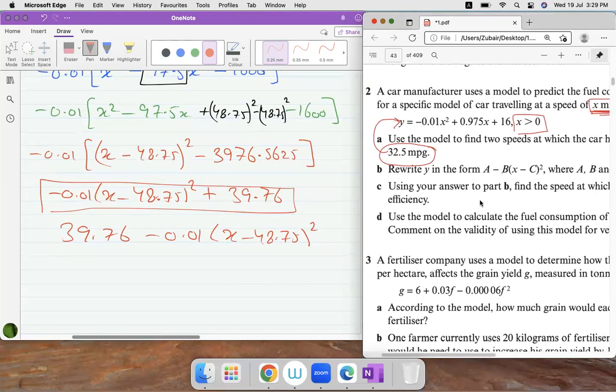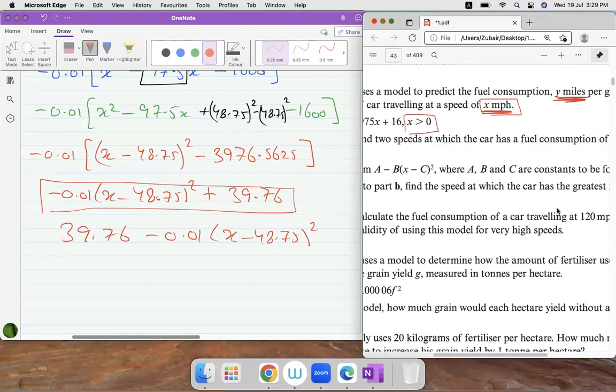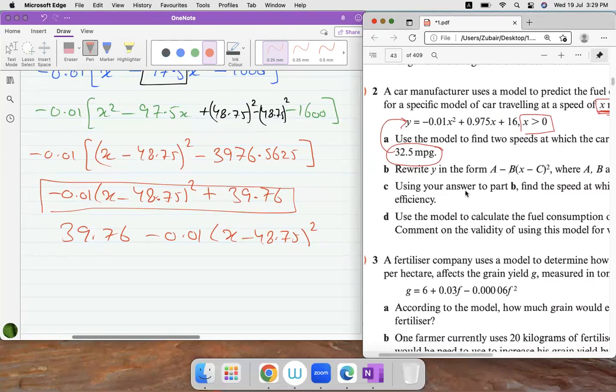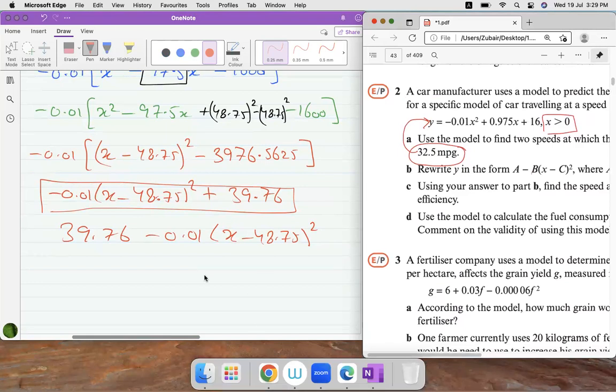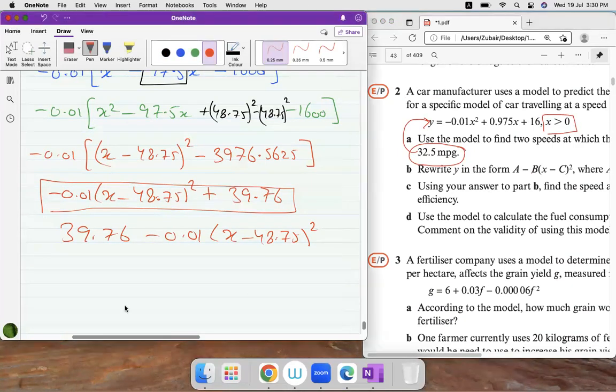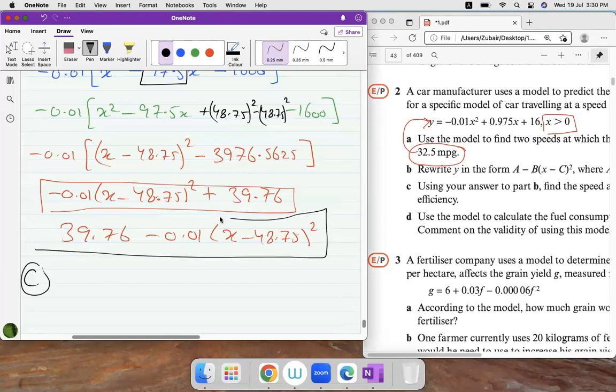Part C says, using your answer to part B, find the speed at which the car has the greatest fuel efficiency. Greatest fuel efficiency. Now, this is again something which is a little different from GCE A levels. Before answering part C, I need you to understand this. May I say this is still equal to Y?